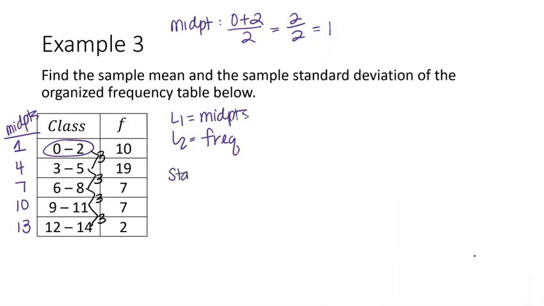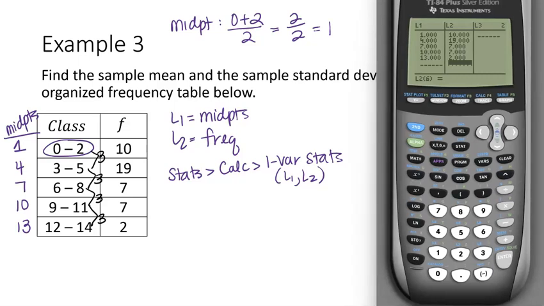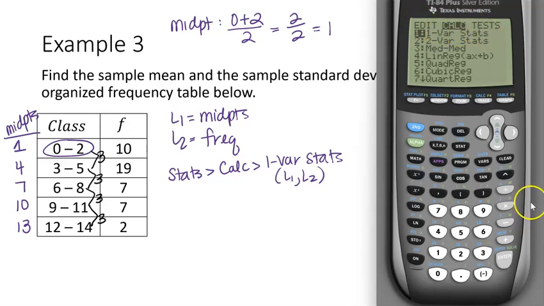Next, we're going to hit stats again. But remember, this time we're going to go over to calculate and go to 1-Var Stats. On both L1 and L2, we have to tell our calculator that we have 2 lists. So stats, calc, 1-Var Stats. List 1 is in L1, that's correct. But my frequency list right now is empty. So to get L2, you'll see it right here in blue, hit second, 2, and calculate.